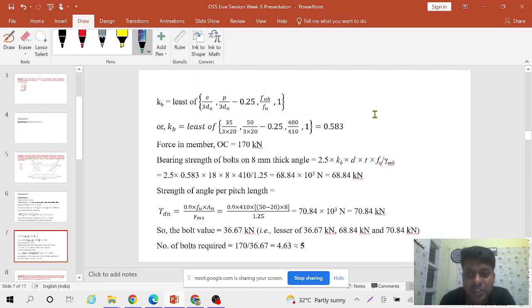Okay, so what is pitch? Pitch is the center to center distance between two adjacent bolts in the direction of the force. So that is equal to 50, and when you deduct 20, that means the diameter of the hole. If I draw the diagram, then you can see why. One minute.